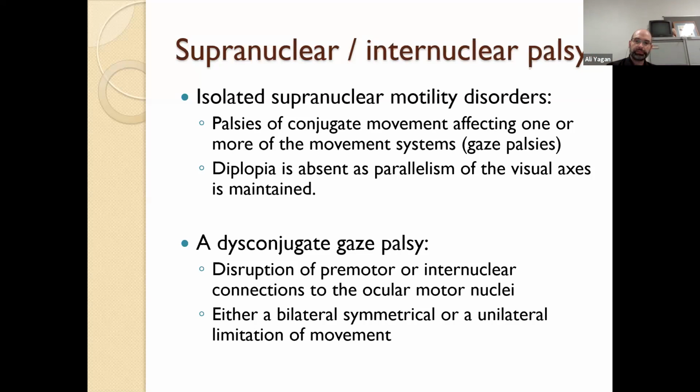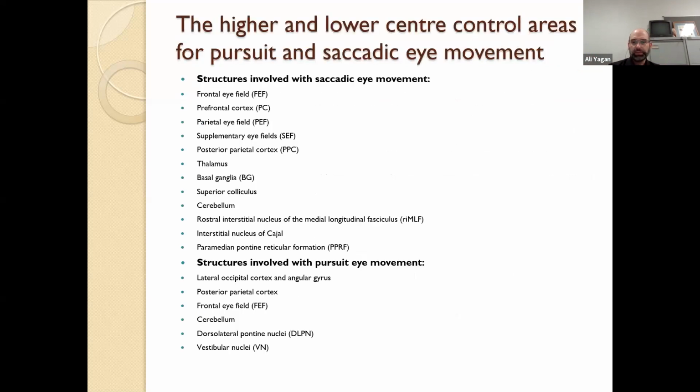And as you can see, loads of centers in the brain are responsible for this. Some of them are responsible for the saccades, some of them are responsible for the pursuits, and that shows you the complexity of the system and why you need lots of investigations for these cases, and you end up needing to do neuroimaging to make sure you're not missing anything affecting these centers.